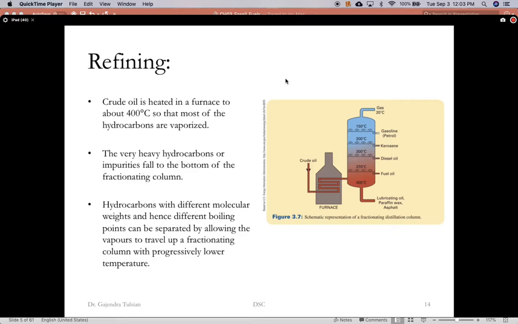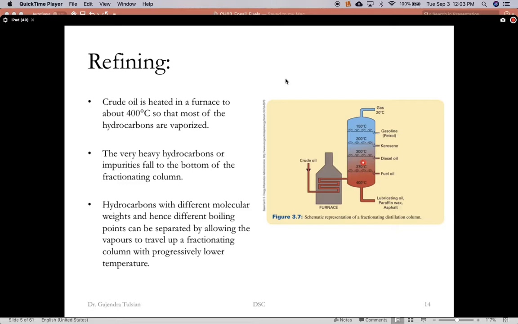Here's a chamber at 400 degrees Celsius. So here's what happens. Everything that has a boiling point less than 400 degrees Celsius is in gas form and is rising up. Anything that has a boiling point higher than 400 degrees Celsius is in liquid form and it falls through. Lubricating oil, paraffin wax, and asphalt have boiling points above 400 degrees Celsius, so they fall in. So you've separated this stuff from the crude oil.